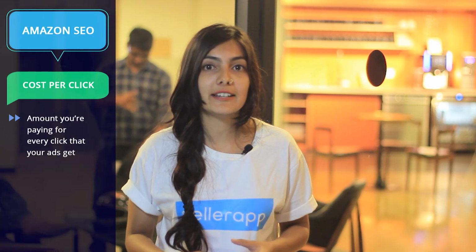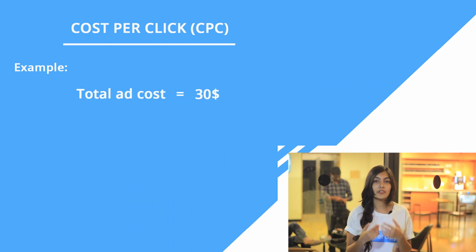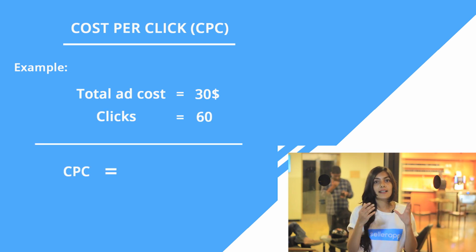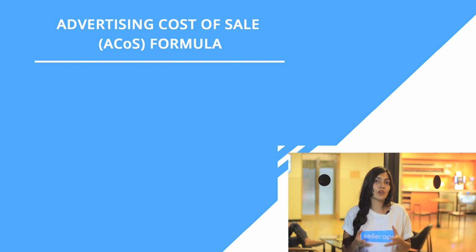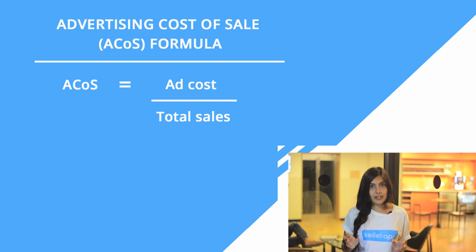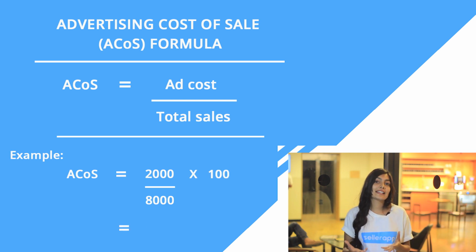Cost per click is the amount of money that you spend on every click. So let's assume that your total advertisement cost for a certain product is about $30 and you get about 60 clicks. So you can calculate CPC as 30 divided by 60, which is 50 cents for every click. Advertising cost of sales can be defined as the percentage of sales that you spend on advertising, and it can be calculated with the following formula: ACoS equals total advertisement cost divided by total sales generated for a certain product. For example, if you're spending about $2,000 on advertisement for a certain product and you generate about $8,000 in return, therefore your ACoS is 25%.